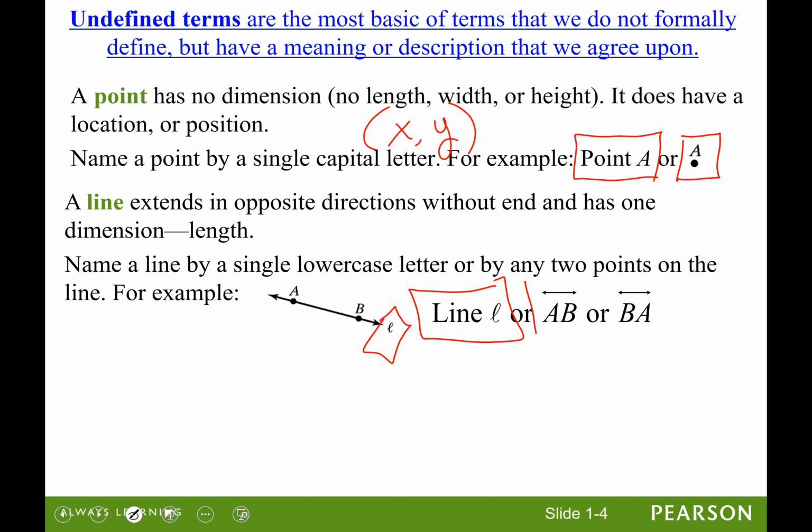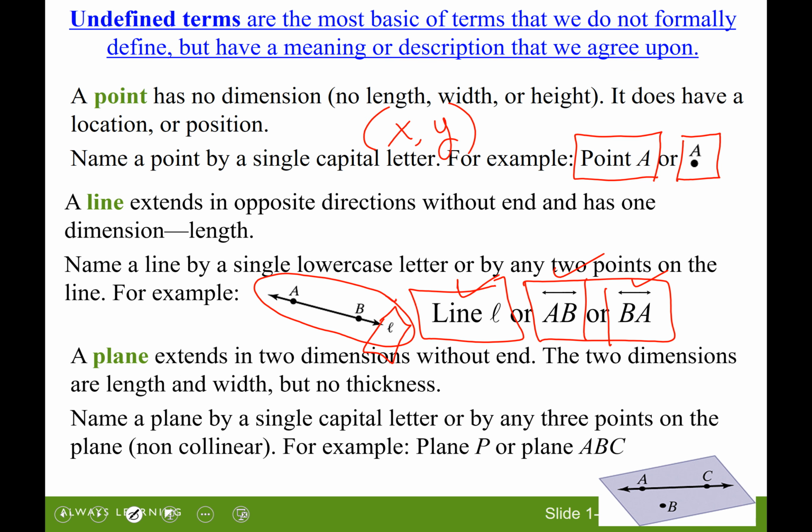So that could be AB, and you would put this symbol over top with 2 arrows, or you could write BA with that same symbol over top that has 2 arrows. All 3 of these, 1, 2, 3, are ways to identify or name this line right here.